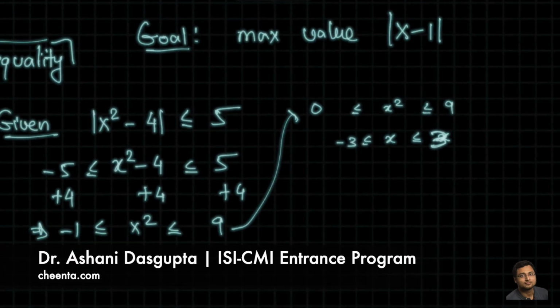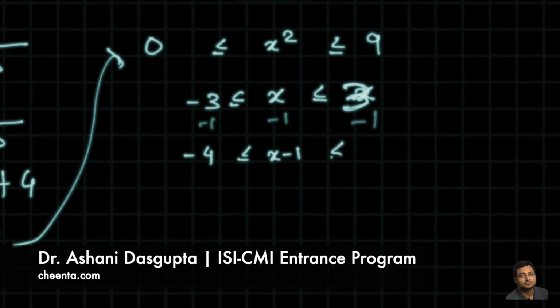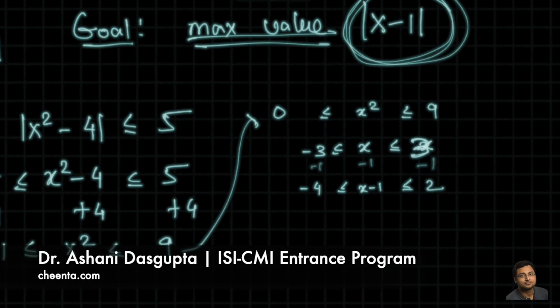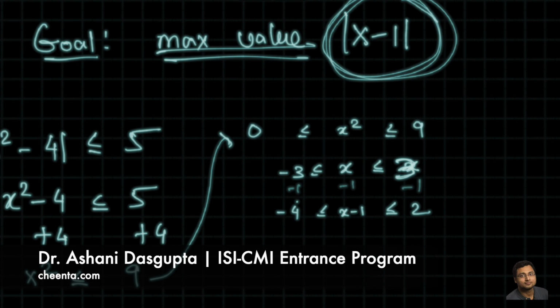We are almost there. We want to find out x minus 1. So let's subtract 1 from all the sides. So we have x minus 1 between -4 and 2. Okay, now we want to find out the maximum value of the absolute value of x minus 1. That's the critical part. If you take the absolute value, the largest you can get is 4. This -4 will become +4 if you take the absolute value. So the maximum value of the absolute value of x minus 1 is +4.